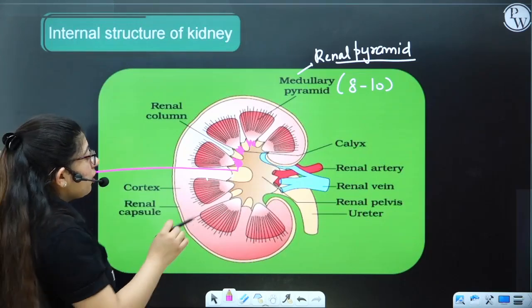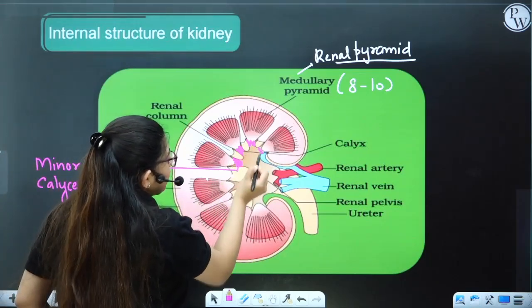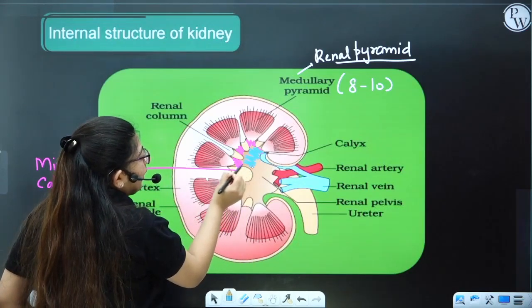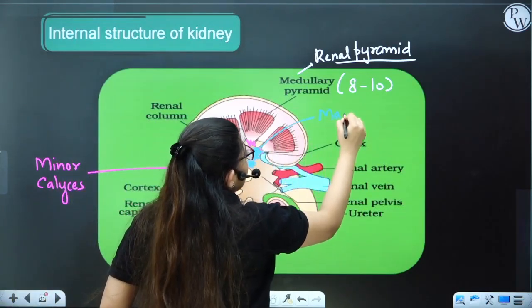Okay. So these open into this wide structure. Let me color it with another one. This one. This one is the major calyx. What is this? This is the major calyx.